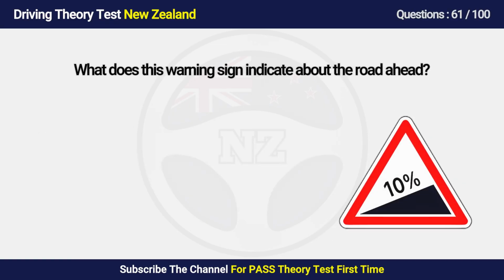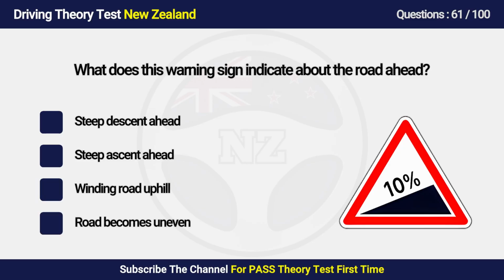Question 61. What does this warning sign indicate about the road ahead? A. Steep descent ahead, B. Steep ascent ahead, C. Winding road uphill, D. Road becomes uneven.